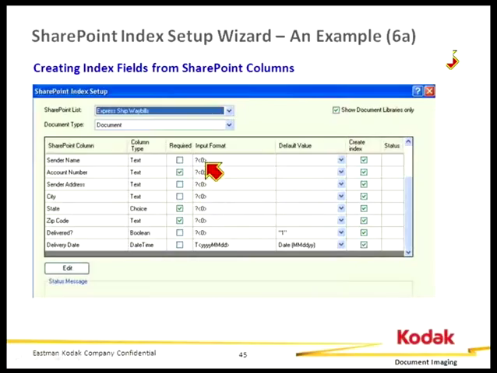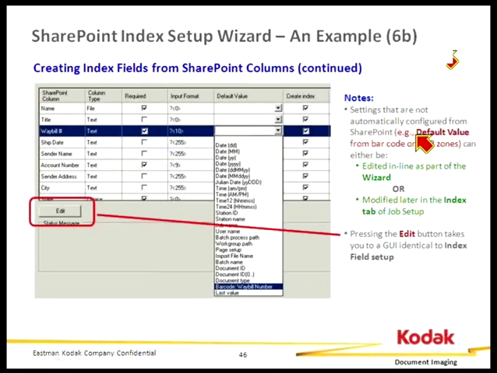I can actually key in an input format right here if I want to establish an input format in Capture Pro, but there really wasn't anything specific in SharePoint that I could read. This is the default grid that's going to show up, and again by default it's going to create index fields for every column in the SharePoint library. Note that settings that are not automatically configured from the SharePoint library can be edited inline in the wizard, or you can wait till later and go back into the index field and just go into regular index setup and modify it.